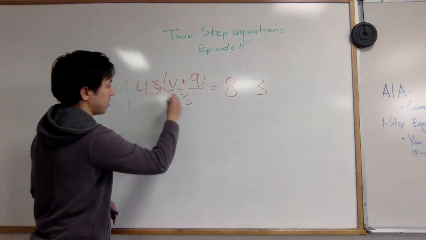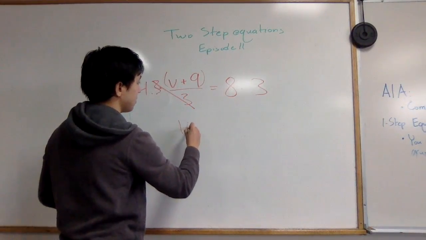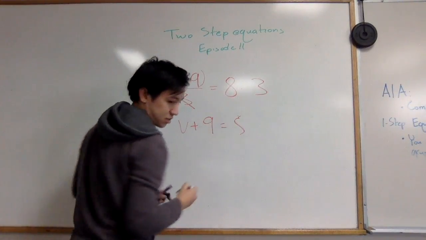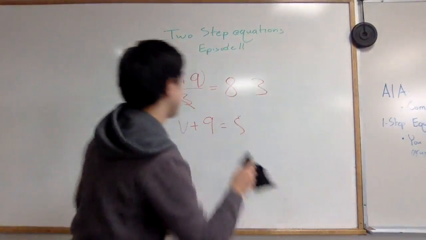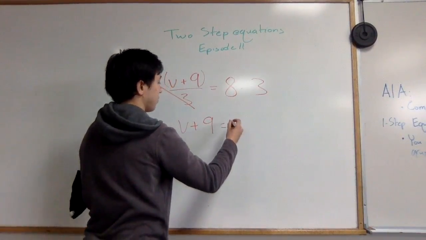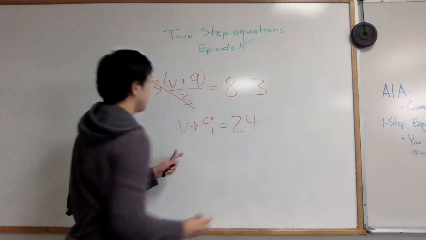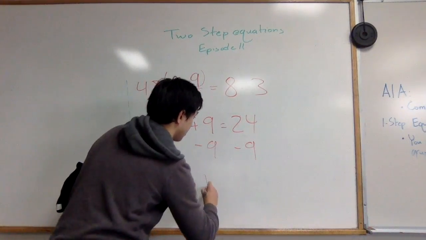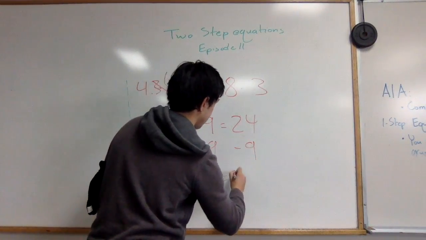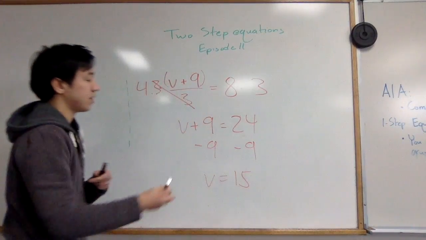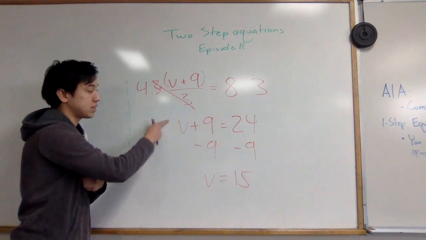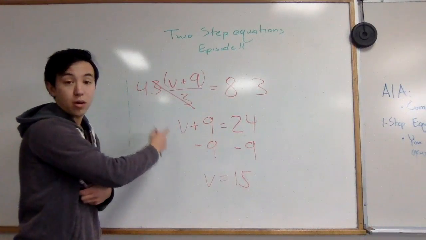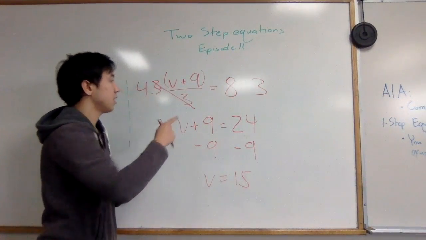And that'll cancel this out. And that leaves me with v plus 9 equals, just kidding, it doesn't equal 8. We multiply that 8 by 3, get 24. Now, I can subtract 9 from both sides. Anyway, this is pretty straightforward. That's a one-step equation because there's nothing multiplying, no coefficient of v.